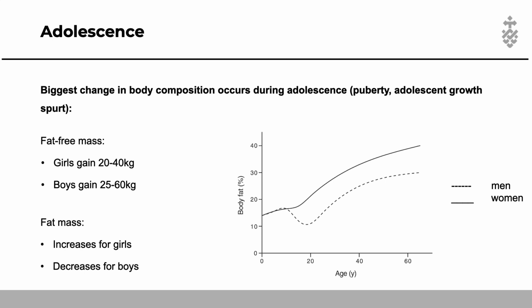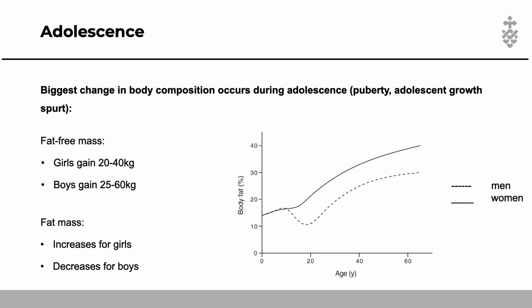So both men and women gain fat-free mass during this time. However, there is a difference for fat mass. We can see on this figure here, we've got men in the dotted line and women in the solid line, and they're plotting body fat against age. And around that adolescent time period, men actually have a decline in fat mass. So there's a decline in fat mass for boys, whereas fat mass for girls continues to increase.